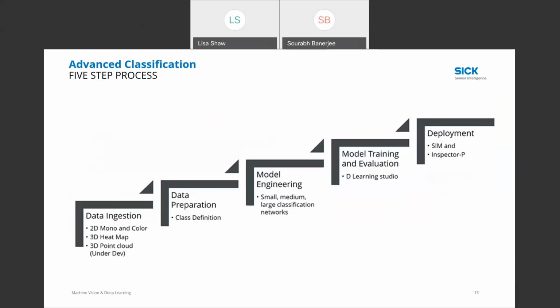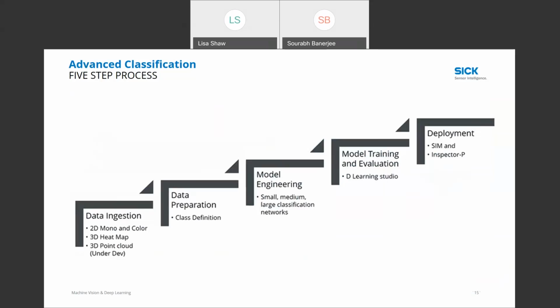Number one is data ingestion. That means your data input, where you're gathering the data. This could be done using a 2D device, which could be a mono device or a color device. We could do it using a 3D heat map. We don't do the point cloud yet, but it's under development. The heat map we could also do, but it's in preliminary stages. But what we currently do most is the 2D detection. That's our main focus here.